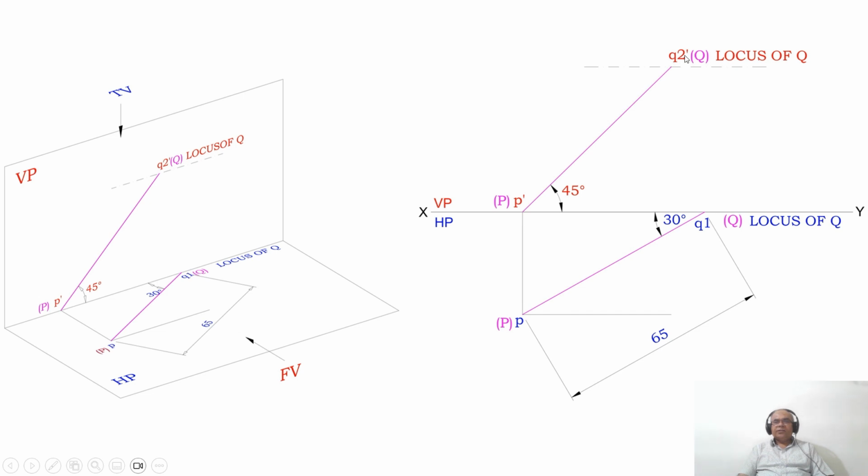So you mark that point as Q2 dash. Since it is the true length, you mark this as capital Q, and you have got the locus of Q in the front view also. And then through Q2 dash you draw a horizontal dash-dot line. So we have the locus of Q.